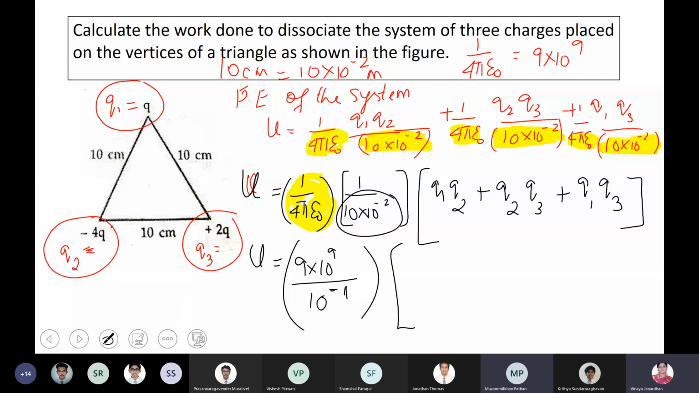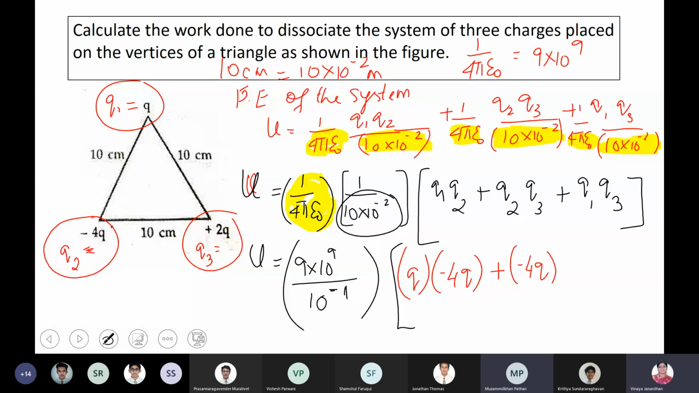Ma'am, we don't substitute the values of Q1, Q2. You have to substitute. What is the value of Q1? I'll substitute for Q, I'll give you the value of Q also. What is being given as Q1? Q1 is Q. What is Q2? Q2 is minus 4Q. Is that correct? What is Q3? What is the value of Q3?